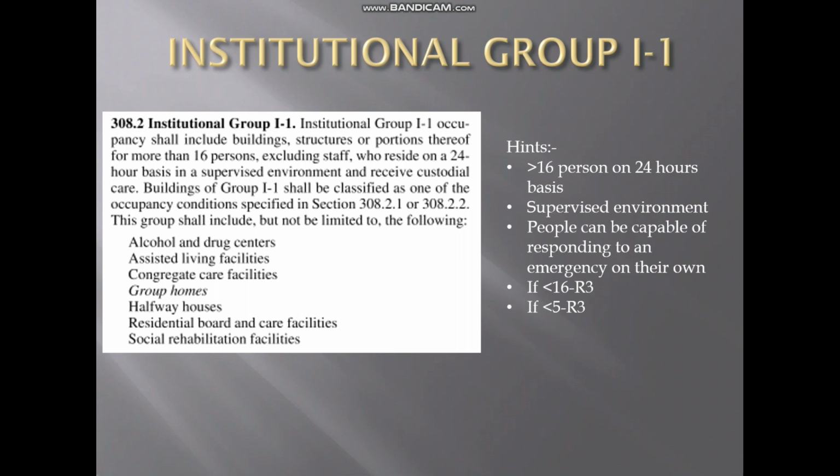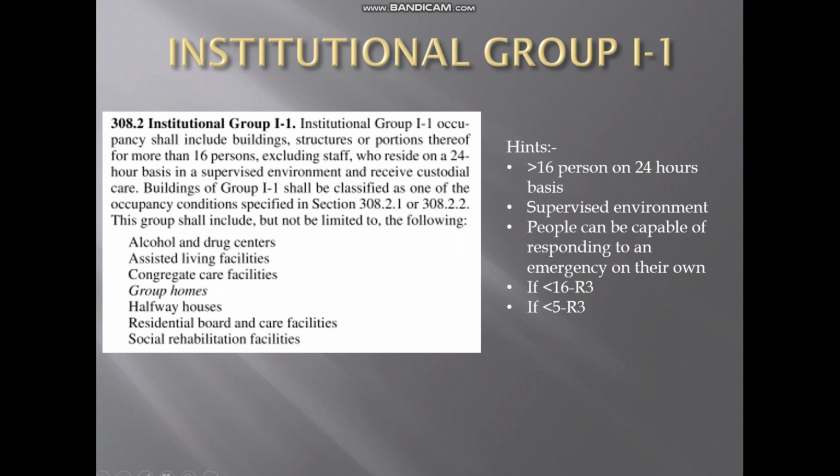So there will be someone to supervise or monitor the people. The people can be capable of responding to an emergency. This is one of the important things we have to see here. If something happens, for example if a fire happens, the people who are staying here can respond themselves at the time of emergency. The people can be capable of responding to an emergency on their own. So this comes mainly under I1.